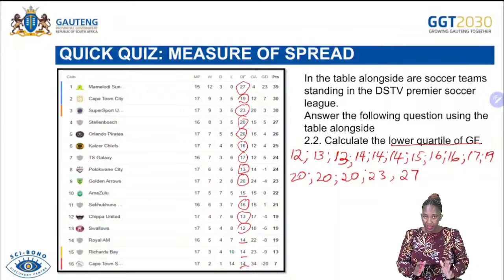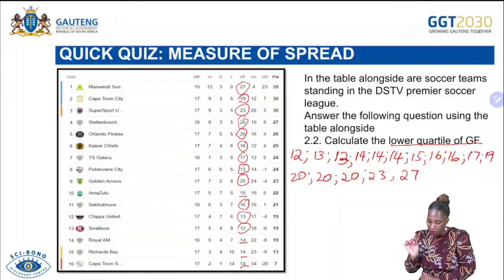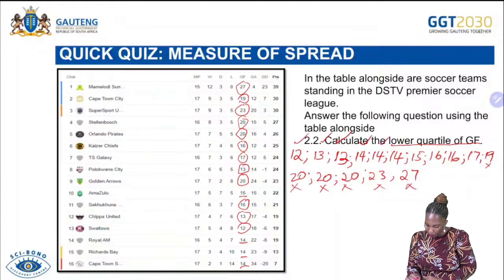Now the question says calculate the lower quartile of the GF. So I have arranged the data set of the GF, and now I'm to calculate the lower quartile. Step number 1, we divide the data set into 2 equal parts. You see what I'm doing to make sure that I get to the middle. Now I've got 16 and 16. These are my 2 middle values.